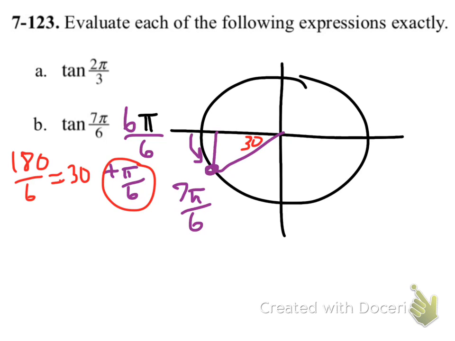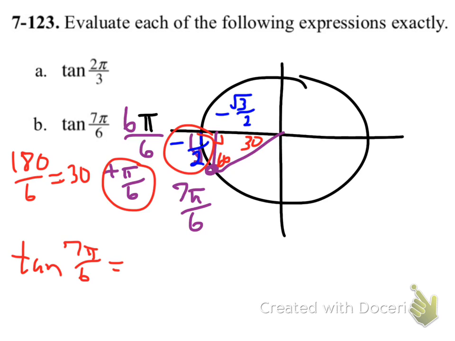So that's 30. This is my 60. There's my 90. So again, my side lengths opposite my 30 is 1/2. So this side here is 1/2. It is in quadrant 3, so that is negative. And my cosine is opposite my 60 here, and that is my square root of 3 over 2. And again, in quadrant 3, that is also negative. So now setting up my problem, tangent of 7 pi over 6 is going to equal the sine, or the opposite, divided by the cosine, or the adjacent.